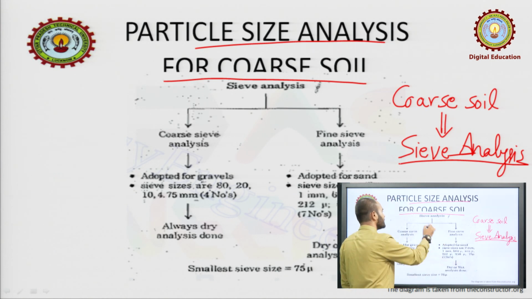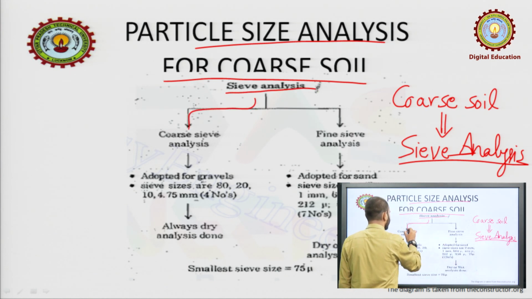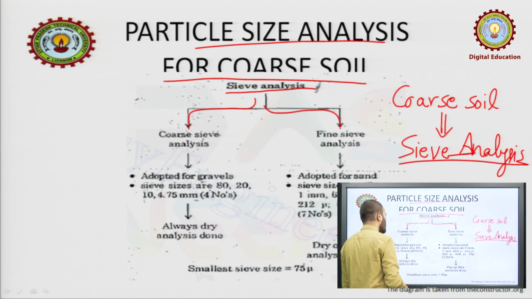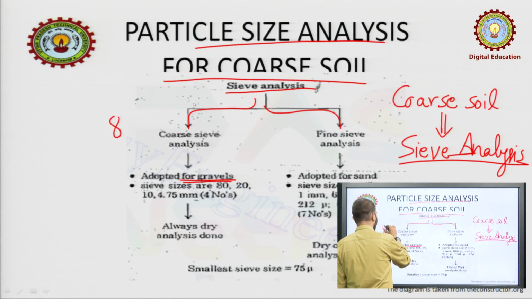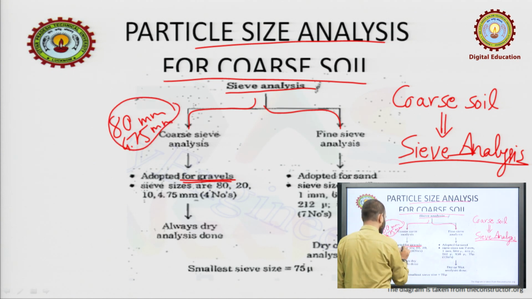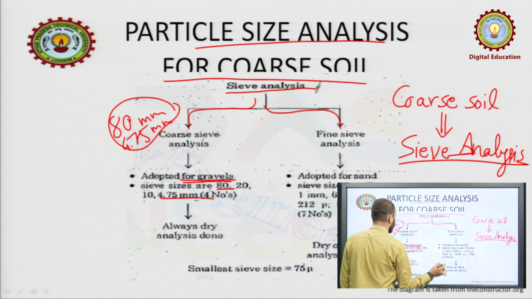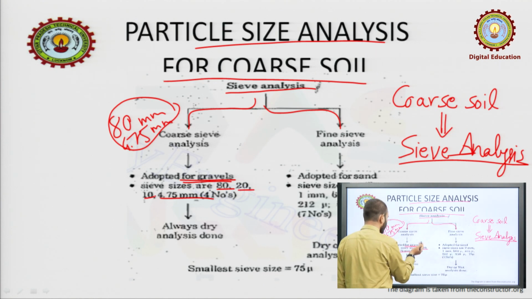Now this sieve analysis may be again either coarse sieve or fine sieve. Now what is coarse sieve? Coarse sieve is mainly adopted for the gravels. Remember, this is for gravels. So since gravel is how much? From 80 mm to 4.75 mm, just now you saw it. So the sieves which we will be using will be from 80 mm to 4.75 mm, 20 and 10 are included. This is the coarse sieve analysis, always done dry.